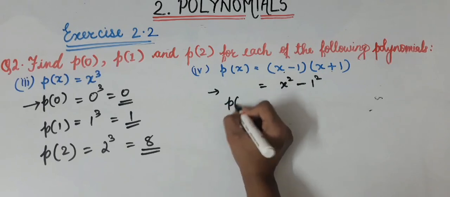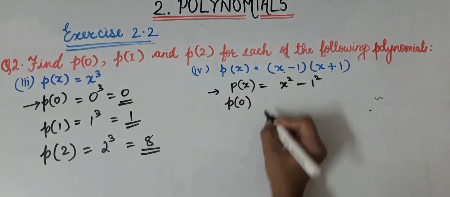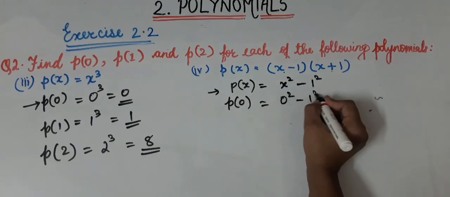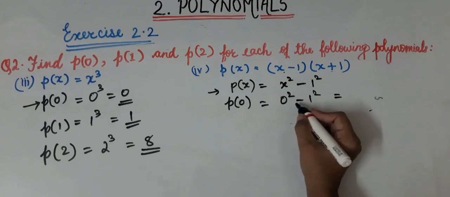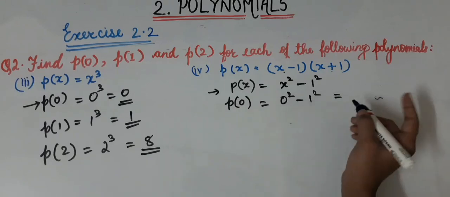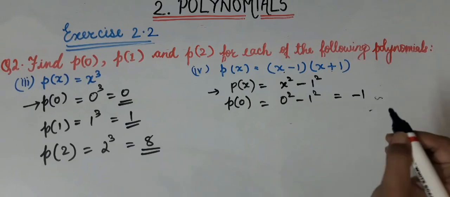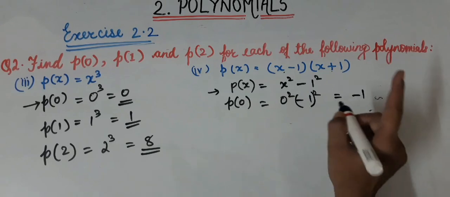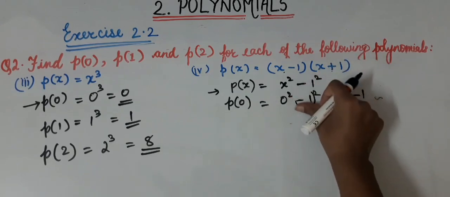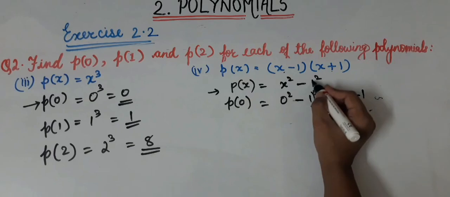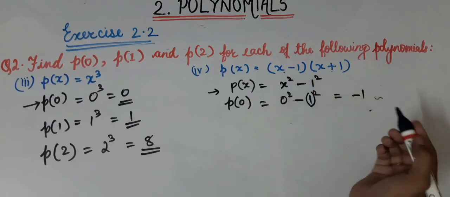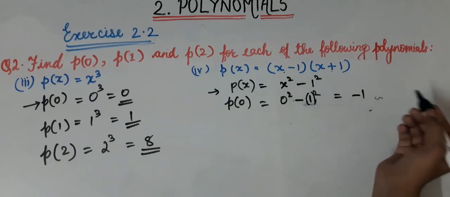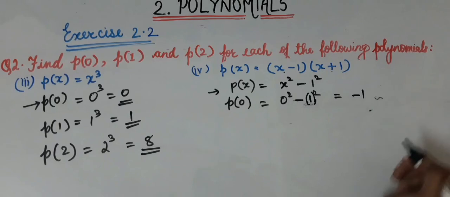So first find P of 0. This is your P of x. So P of 0, replace x by 0. So 0 square minus 1 square. 0 square is 0 and 1 square is 1. So minus 1. Now remember, here it is not like this. Minus 1 square is plus 1. But here minus 1 square is there. Minus is outside. Getting? That's why that minus stays as it is, and 1 square is plus 1. Plus 1 into that minus sign will come minus 1 only.